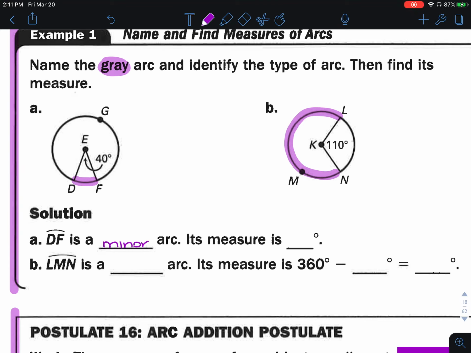And the way we label an arc is with that little curved line on top. When we label segments, lines, we have a line on top. For arcs, we have a curved line. Okay. So DF is a minor arc. Its measure is going to be the same as the central angle. In this case, my central angle is this angle here, which is actually 40. So DF is 40 degrees.